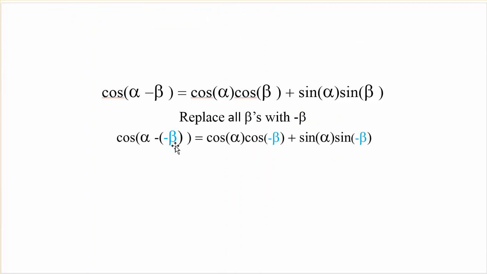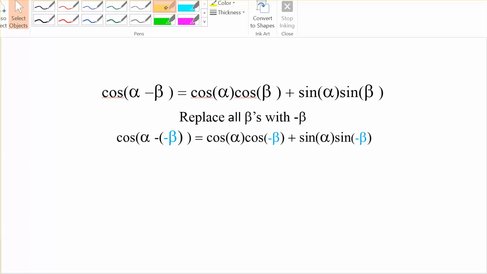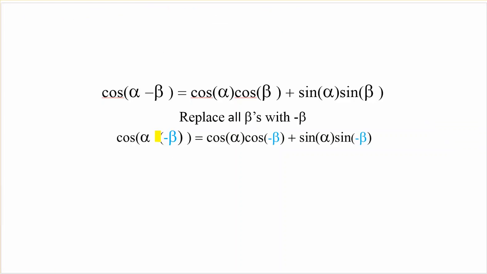So we plug negative b in for b up above, and we get cosine alpha minus a minus beta is equal to cosine alpha, cosine negative beta, plus sine alpha, sine negative beta. So right here we have a negative negative, or minus a minus. So if we're subtracting a negative value, that's the same thing as adding a positive value. So we can fix that right away.